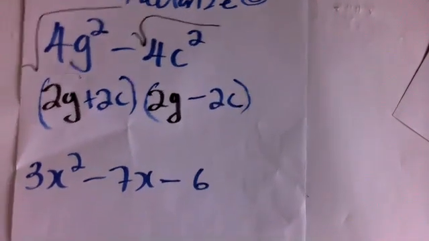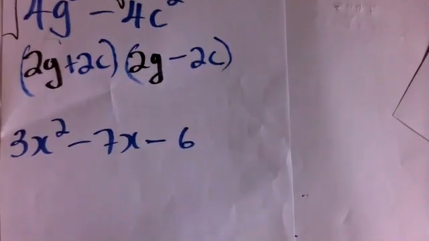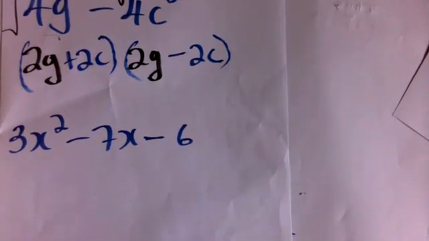All right, go ahead and try this one now. 3x squared minus 7x minus 6. Now I'm going to give you 3 minutes for this one. Go ahead, let me get the clock. All right, let's go.